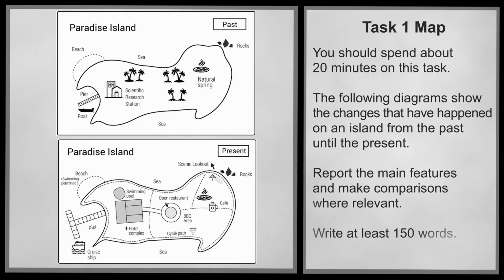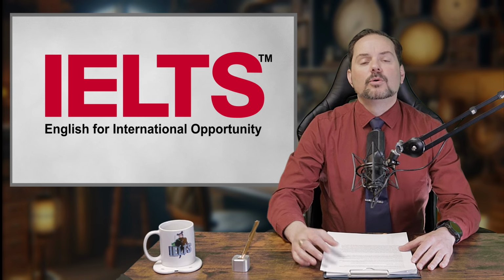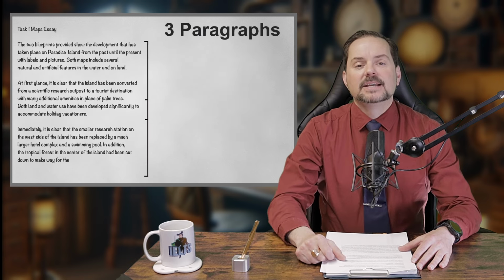The following diagrams show the changes that have happened on an island from the past until the present. Report the main features and make comparisons where relevant. Write at least 150 words. In the IELTS, the examiners are looking for 3 paragraphs for task 1.